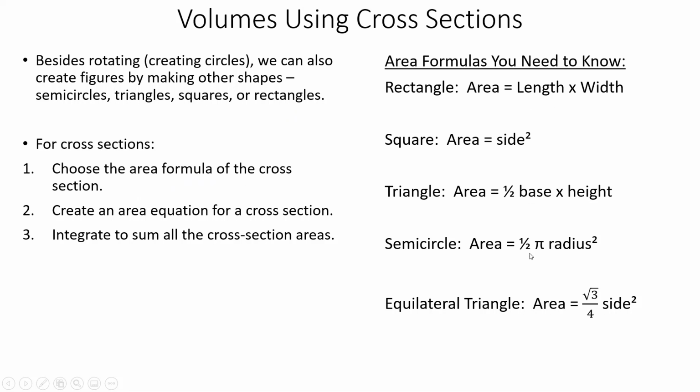Here's a bunch of different area formulas that you should all know. The rectangle is length times width, the area of a square is just the side squared, a triangle is 1/2 base times height, a semicircle is 1/2 the area of a circle, 1/2 pi r squared. The area of an equilateral triangle, this one might be new for some of you, is √3/4 times the side squared. You can derive that if you really need to. We create area equations for each cross section in terms of x or y, whatever we want to integrate with respect to, and then we integrate from a to b.